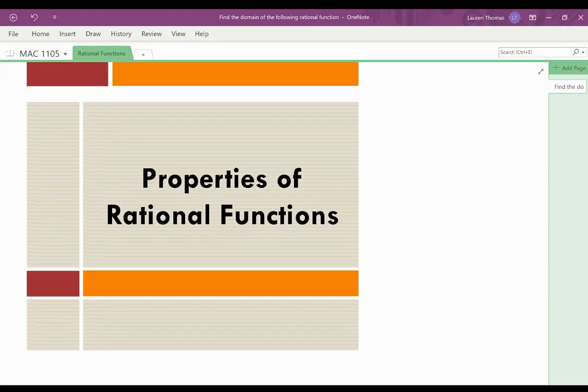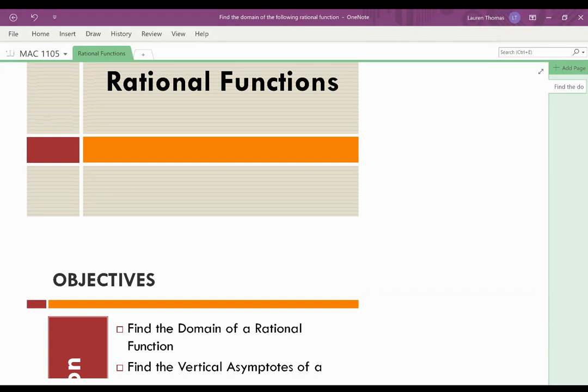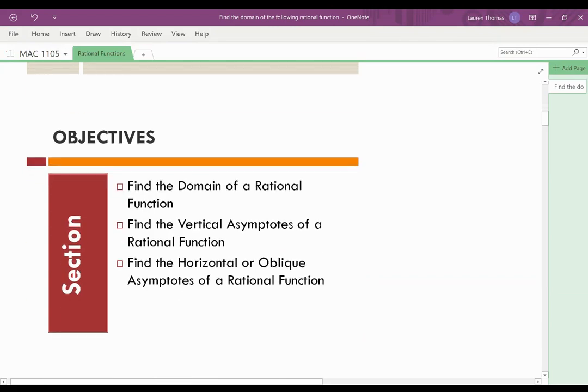In this section, when we're done, we should be able to complete the following objectives. You should be able to find the domain of a rational function. You should be able to find vertical asymptotes of a rational function. And you should also be able to find horizontal and/or oblique asymptotes of a rational function. So these are our goals.